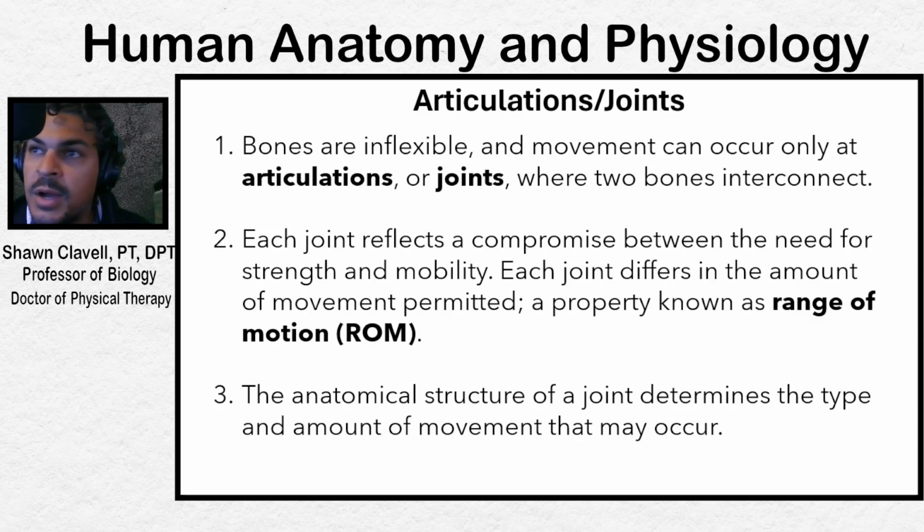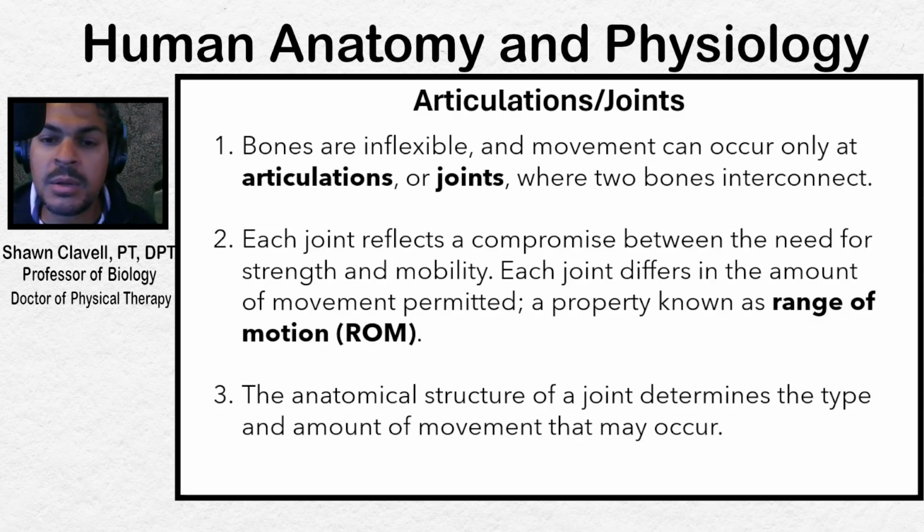Today we're talking about movement. And really, before we can talk about movement, we should talk about where this movement occurs. We've talked in the previous chapters about how bones are relatively inflexible. So where we move is where these bones interconnect. This is referred to as articulations or joints. And each joint that we have reflects this dichotomy, or this compromise, between stability and mobility.